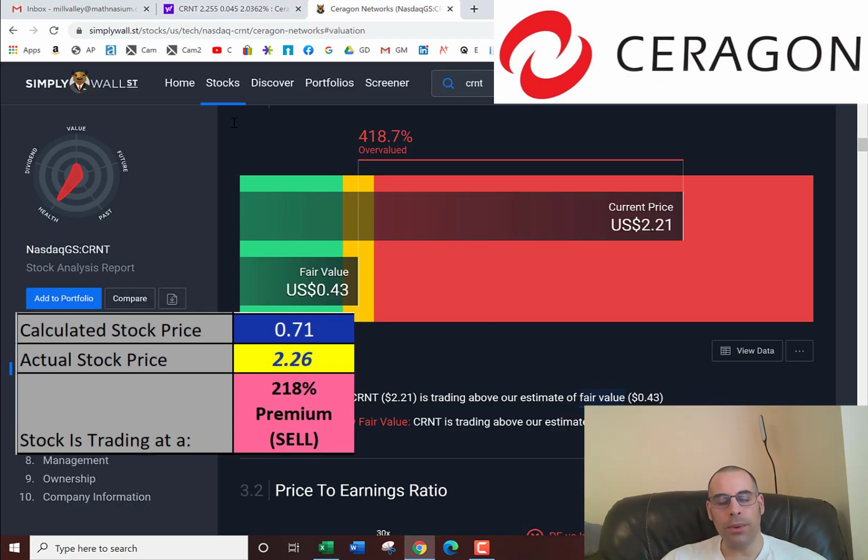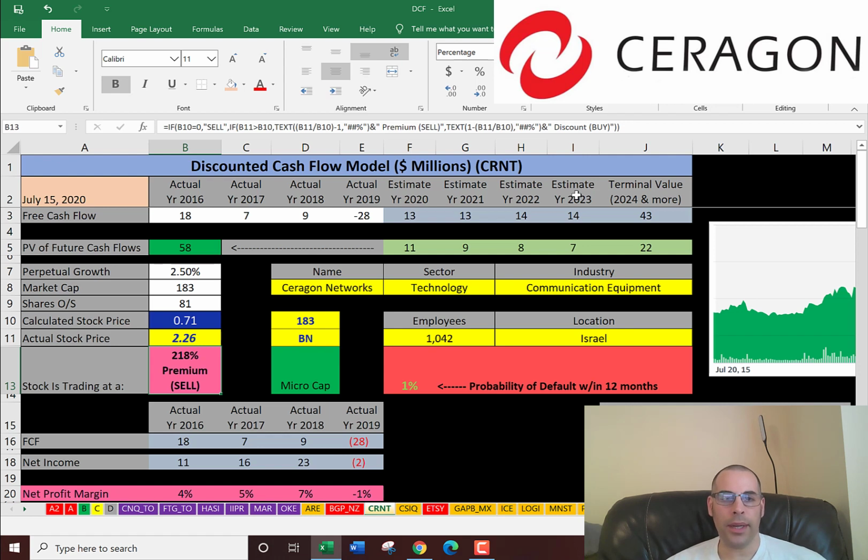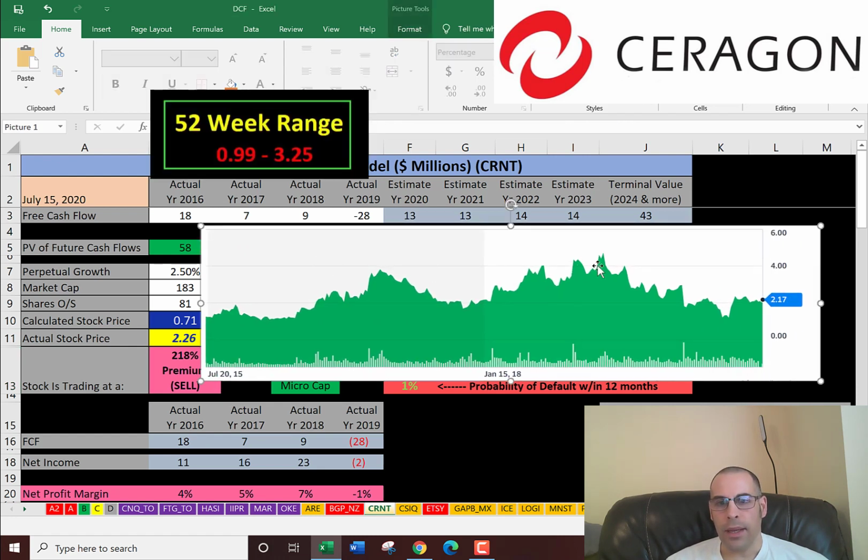Let's see what Simply Wall Street says. They're a little lower. They're at 43 cents a share. It's a lot harder to value these small companies, but until they grow and start having more consistent positive data, that's when we'll be able to get a better value. Let's see where the stock has been trading. It looks like it was trading over $4 at one point, and then it's come down to $2.17. So it's kind of been all over the place.